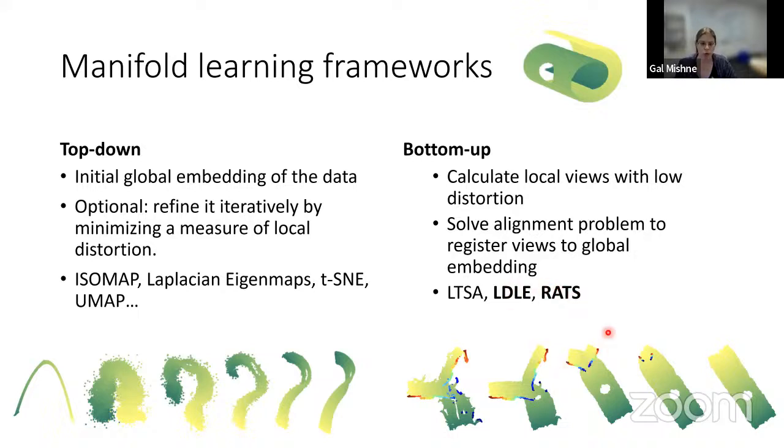And in this approach, we have our local views and we iteratively solve our refinement problem in order to get a global embedding that has low distortion. And I'll define what distortion is and how we achieve low distortion in our embeddings.